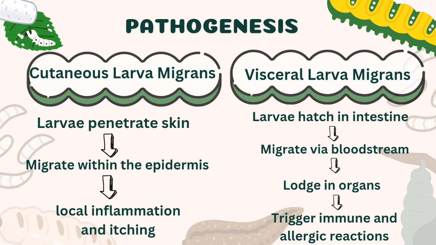Once inside the body, the parasites behave differently. In cutaneous larva migrans, the larvae stay in the skin and slowly move, causing inflammation and itching. In visceral larva migrans, the larvae travel through the bloodstream and settle in organs, triggering immune reactions.